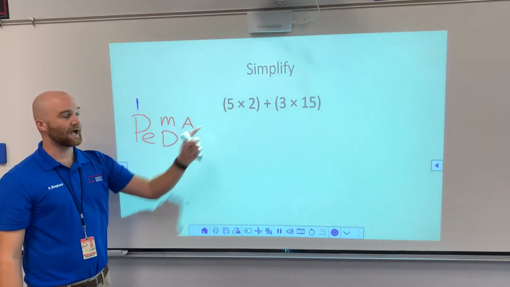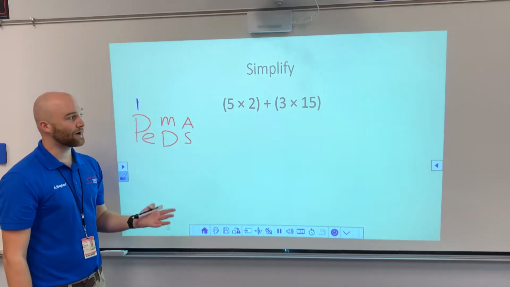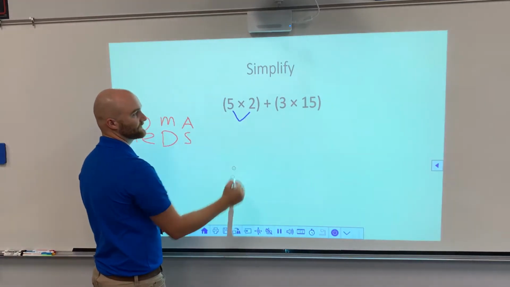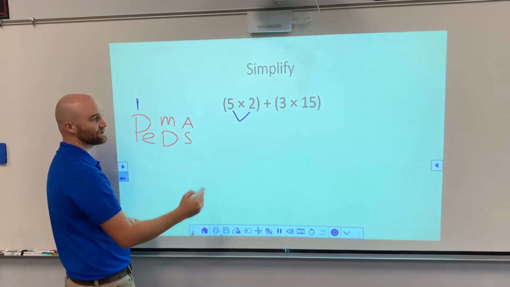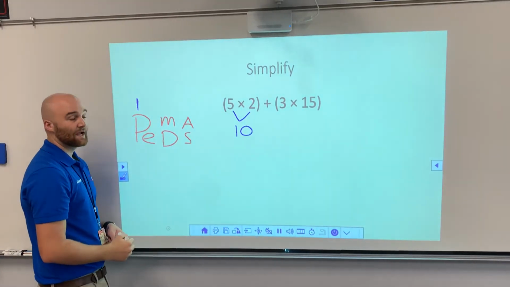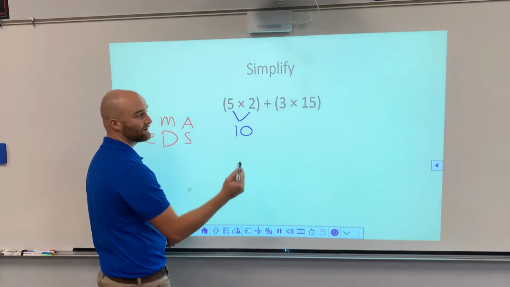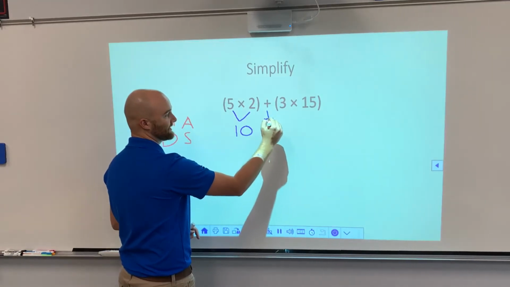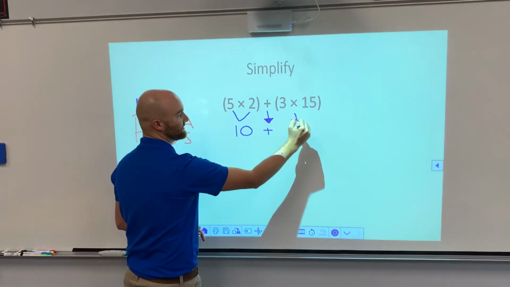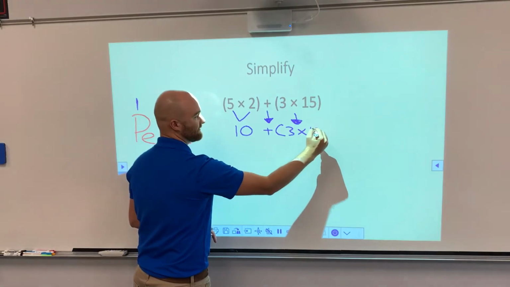But wait a second, I see two sets of parentheses. Do you remember how we break a tie? We break a tie by going left to right. First, I'm going to do the 5 times the 2. 5 times 2 is 10. I'm going to write the 10 here. And then since I've used up everything in the parentheses, they can go away. I'm going to bring down everything that I haven't touched yet. I'm going to bring down this plus. I'm going to bring down this whole section here, this parentheses, 3 times 15.